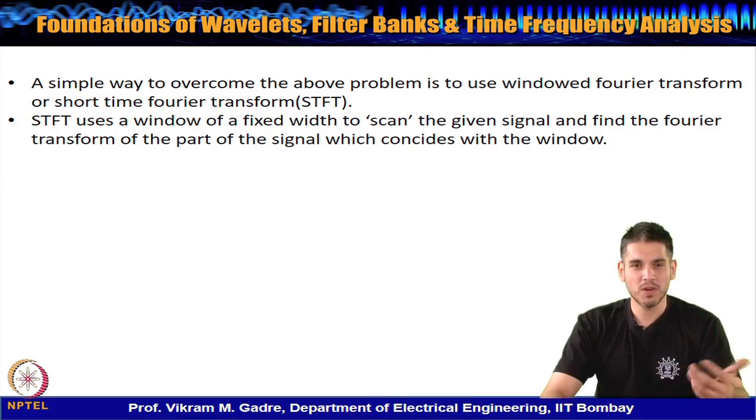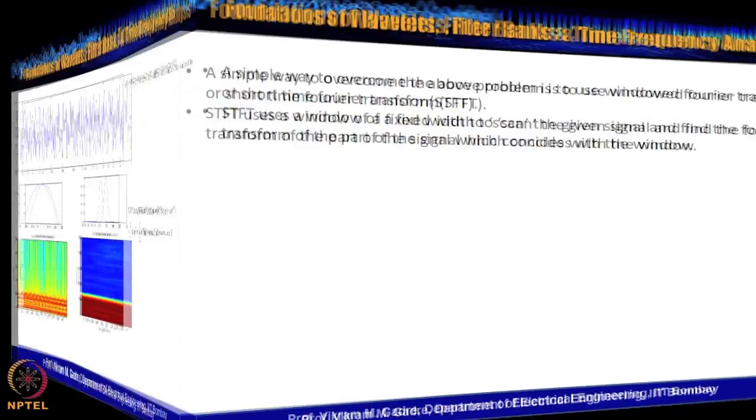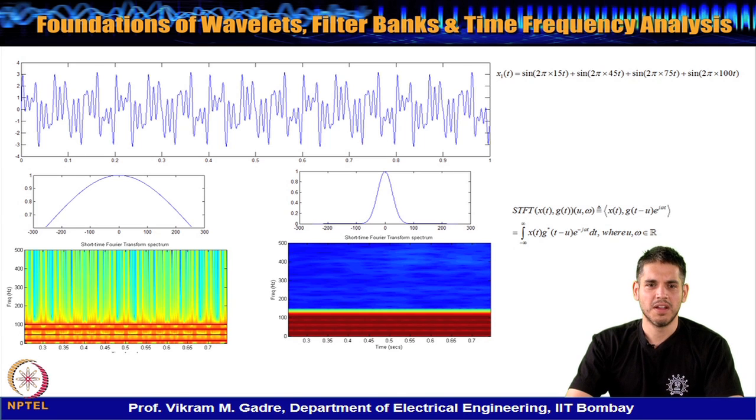Now, can we overcome this problem? The answer is, sure, yes. We can overcome this problem by using a technique which is popularly known as windowed Fourier transform or short time Fourier transform. As we can see, our underlying signal, which is x1(t), has all the sinusoidal components of 15 hertz, 45 hertz, 75 hertz and 100 hertz present throughout the time from 0 to 1.